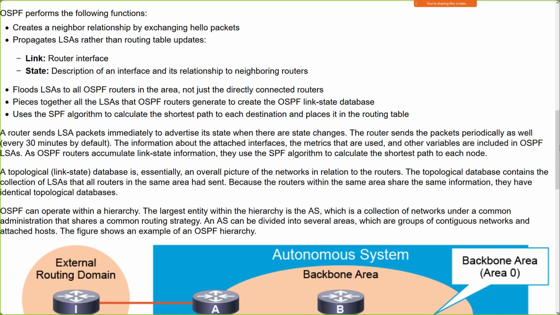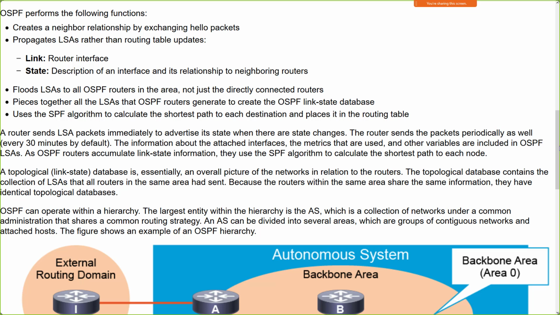We flood LSAs to all of the OSPF routers in the area, not just directly connected routers. Now, there are scenarios in which we flood information to a single router, and then that router is responsible for flooding that information to the remaining routers in the topology. That's an example of where we have a DR and a BDR scenario, where the designated router is acting as the central point of management for a particular multi-access network. We'll get into that later on when we get into the DR-BDR election process.